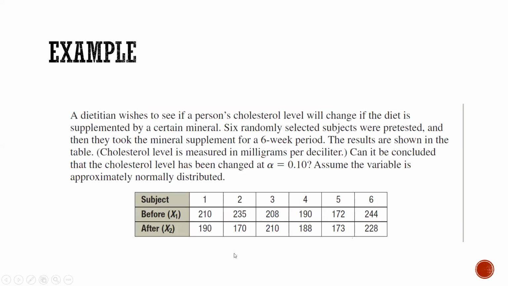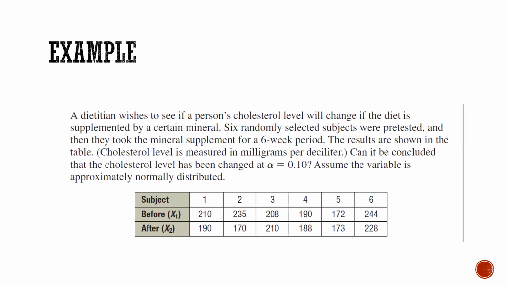There is an example in which a dietitian wishes to see if a person's cholesterol level will change if the diet is supplemented by a certain mineral. 6 randomly selected subjects were presented, and then they took the mineral supplement for a 6-week period. The results are shown in the table. Can it be concluded that the cholesterol level has been changed at alpha 0.1? Assume that the variable is approximately normally distributed.